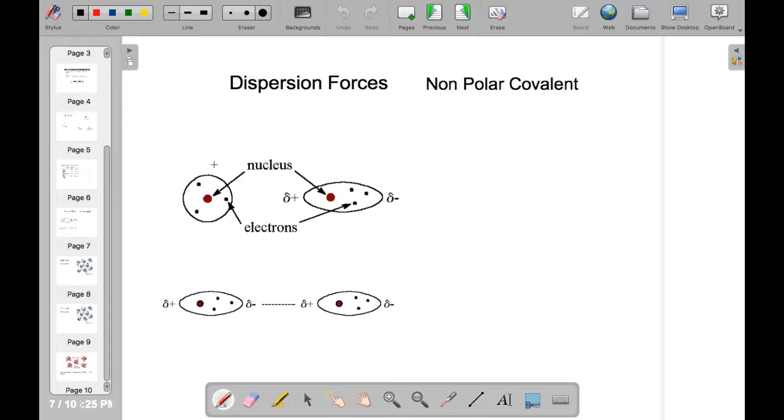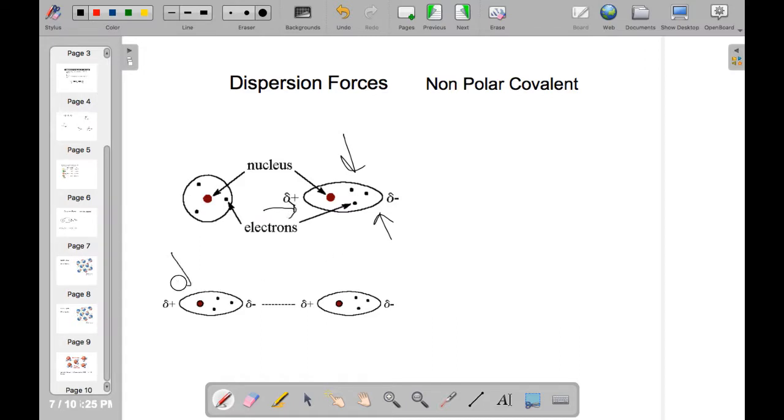And at some times, the electrons might just sort of bulge out to one side. And keep in mind, electrons have a negative charge, so that means this side of the molecule will be slightly negative. This little Greek delta means negative charge. And then this side will be slightly positive.